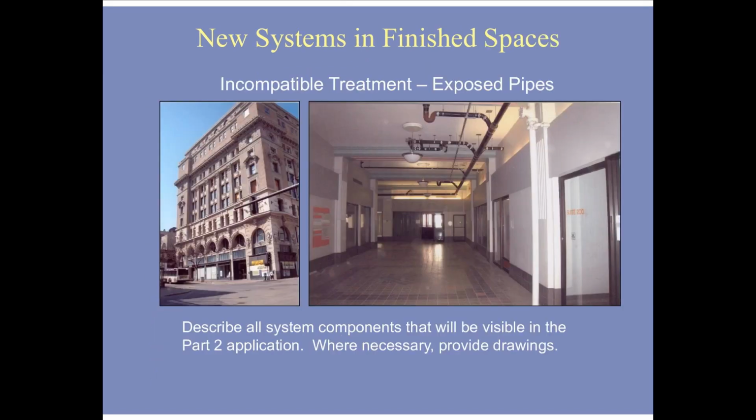Plumbing can also negatively impact historic spaces. Any system components that will be visible should be described in Part 2 of the tax credit application with proposed finish, or lack thereof, if specified.